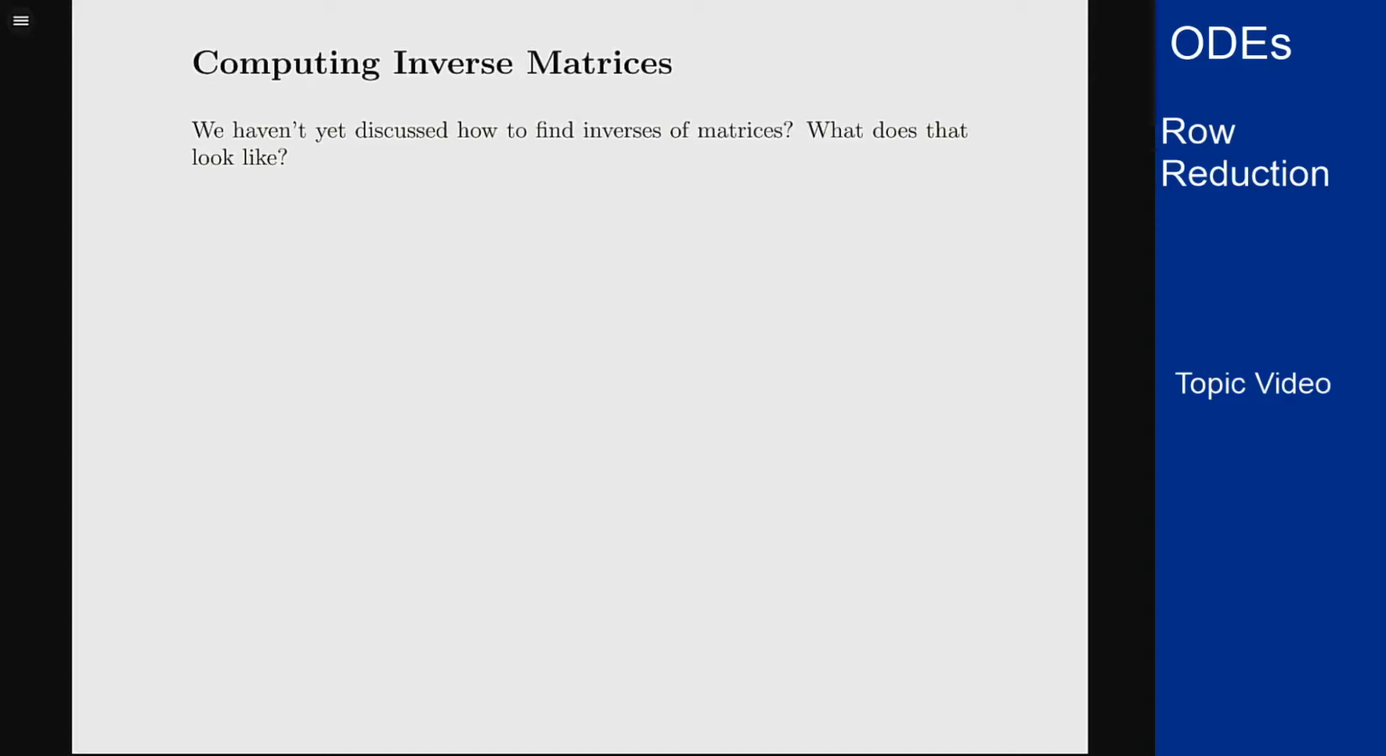This video will cover an extension of the idea of row reduction to computing inverse matrices. So we've talked about matrices being invertible and what that means. Basically, I'm trying to find a separate matrix that, when I multiply it by what I start with, I get the identity back. But how do we figure this out?